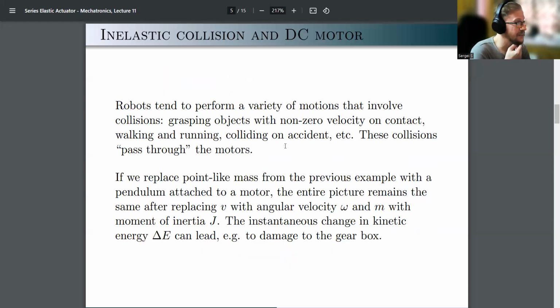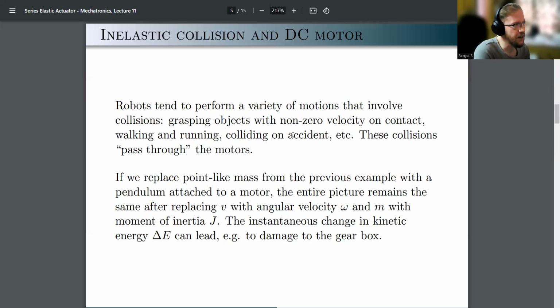Now, robots tend to perform a lot of motions that involve collisions, right? So, grasping something with zero velocity during grasping is very typical. You grasp something, but instead of doing it with zero velocity very slowly, you do it rapidly, like this. There will be a collision.